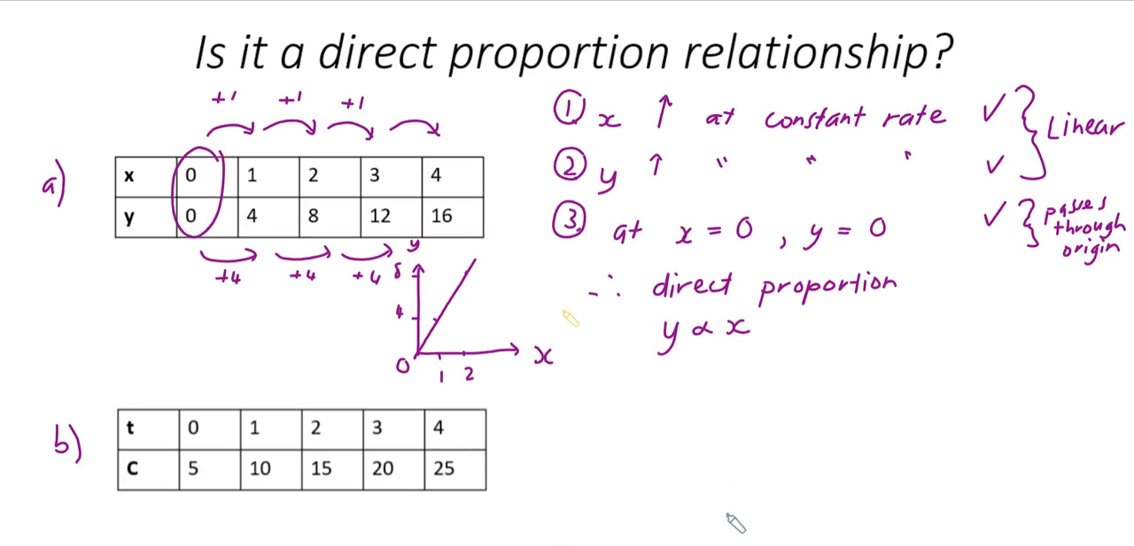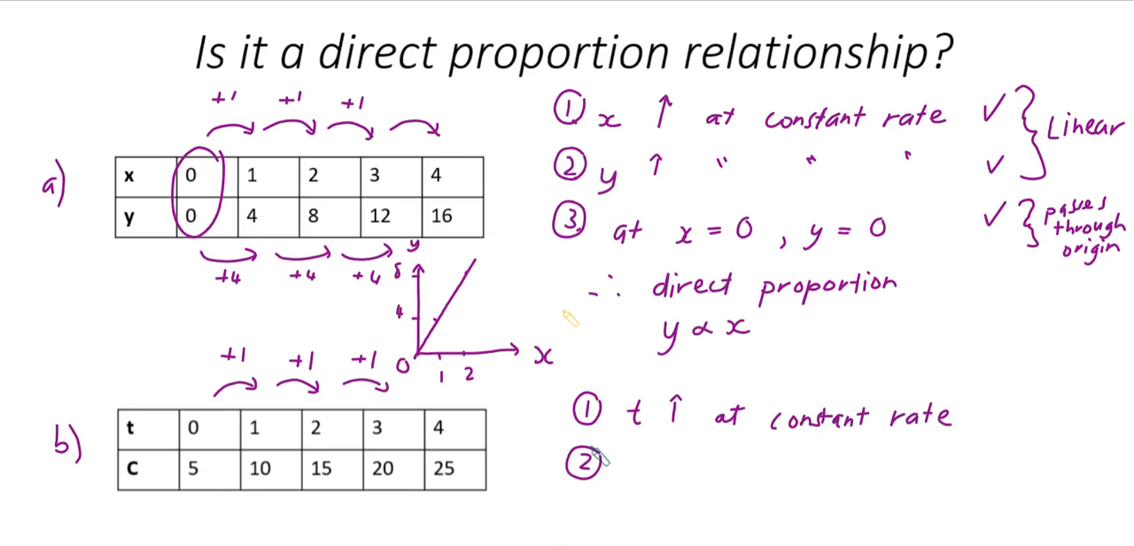So let's have a look here. What about this one? Is this a directly proportional relationship? We do the check again. Step 1, we look at our top row of the table. Is T increasing at a constant rate? It appears to be so. So we can say 1, T increases at a constant rate.